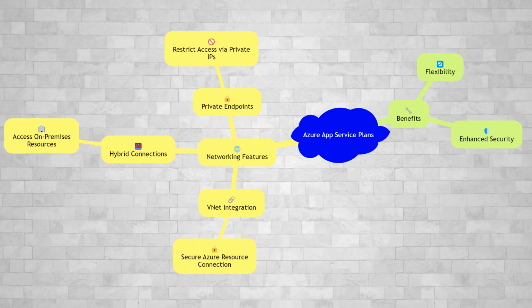Azure App Service Plans offer several networking features to enhance connectivity and security. You can configure Virtual Network VNet integration to connect your app to other Azure resources securely. Additionally, you can set up hybrid connections to access on-premises resources. Azure also supports private endpoints, allowing you to restrict access to your app through private IP addresses. These networking features provide flexibility and security for your application's connectivity needs.